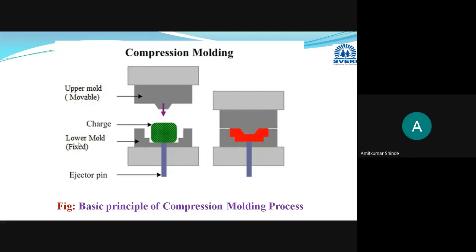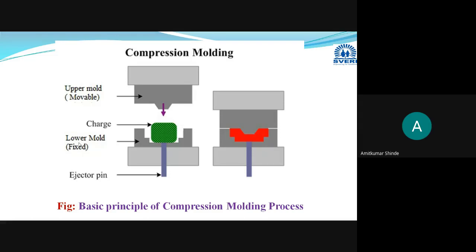First, the basic principle of the compression molding process, then the steps involved, then which materials you can use for performing this process, then the general parameters that you have to take into consideration, and then the advantages, disadvantages, and some important applications, or which products can be manufactured with the help of this compression molding process.